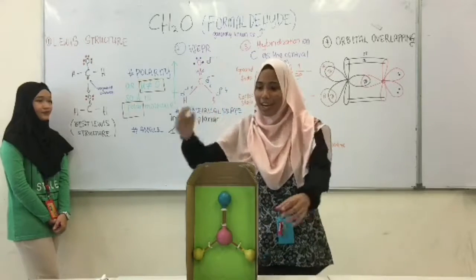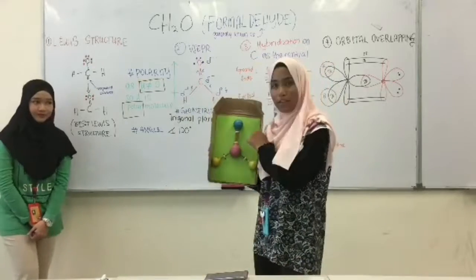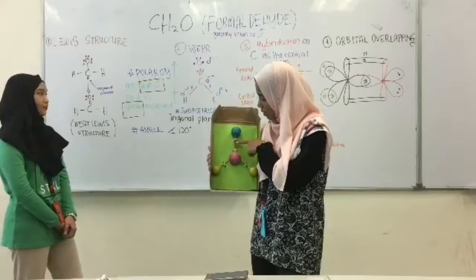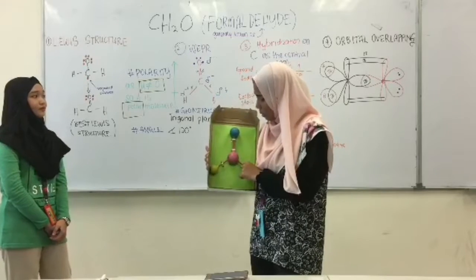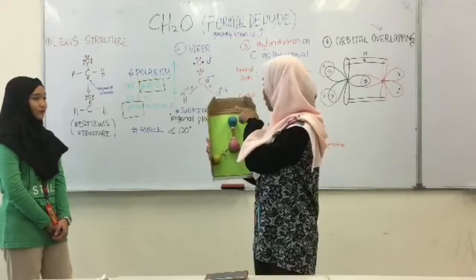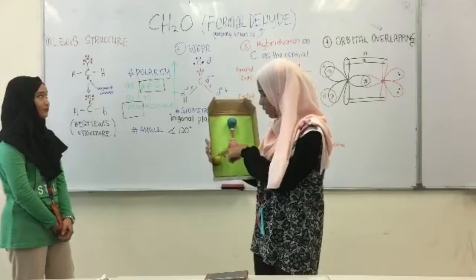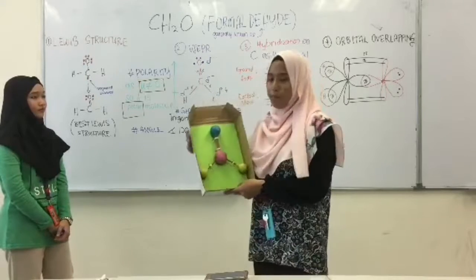So this is our model, and you can clearly see that this is a pi bond, this is a sigma bond, and sigma bond. The pink color is C, the blue color is O, and the yellow color is hydrogen.